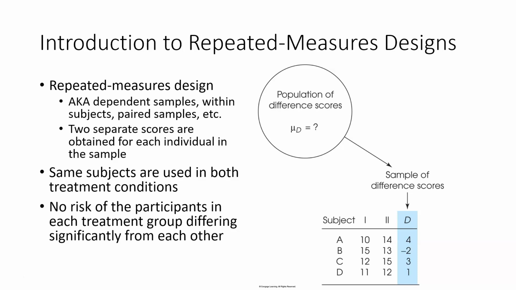To introduce the repeated measures t-test, I want to talk about the kinds of research designs that will typically be employed when using this statistic. So a repeated measures design is also sometimes called a dependent samples or within subjects or paired samples design. It might also have some other names too, but it's important that you understand what's going on here, not just the names. In these cases, you have two separate scores that are obtained for each individual in the sample.